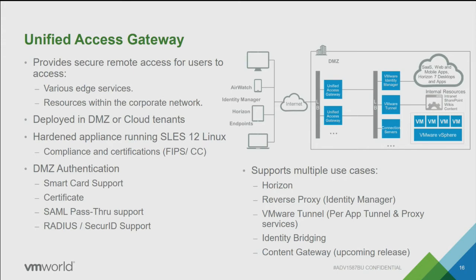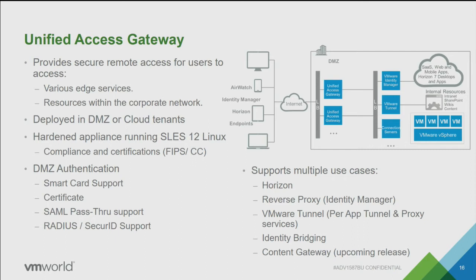The other good thing it can do is DMZ authentication. So we can do things like certificate-based or SAML-based or RADIUS, where the Unified Access Gateway in the DMZ is going to go and do that authentication for you. So it's not going to send any traffic into your production network until you've authenticated. And then it'll allow you to connect through to a resource, like a Horizon resource.